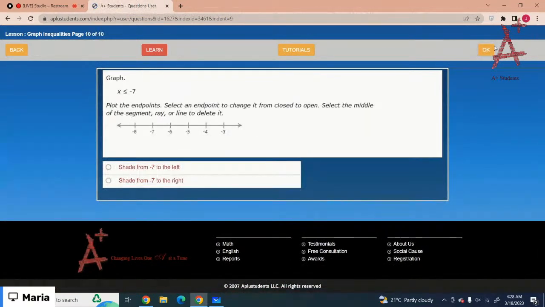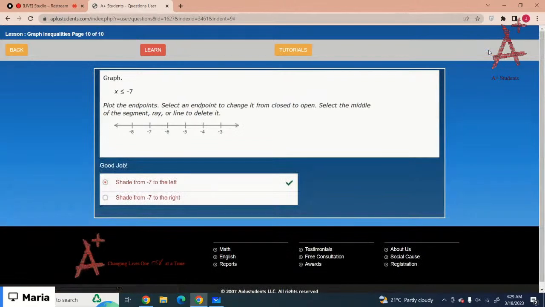Okay, then you have x is less than or equal to negative 7. Less means all the numbers that are smaller than negative 7. So x is less than or equal to negative 7. That means all the numbers that are less than negative 7 are included. Got it? So that means it would be on the left hand side of negative 7. So shade from negative 7 to the left. Got it? Okay, we're done with the test.